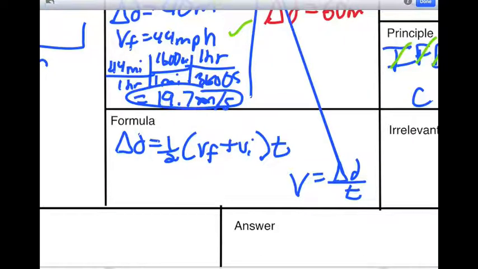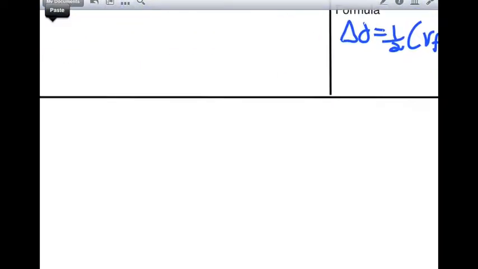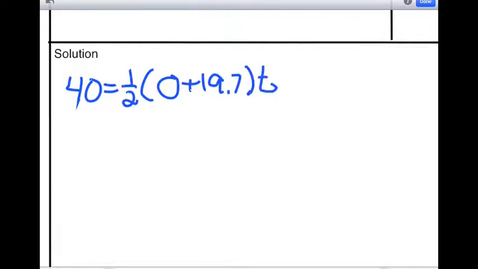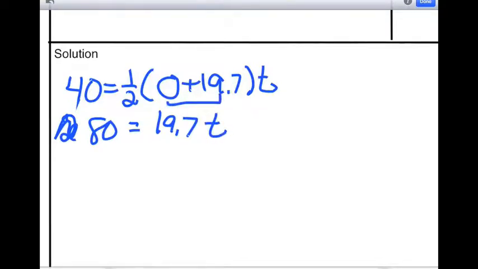So we're going to start off once again with the accelerated motion. We're going to say, okay, 40 meters equals 1/2, the initial velocity was 0, the final velocity was 19.7, and we can solve for t. You can take 1/2 and multiply it by 19.7, or I like to multiply both sides by 2. You get 80 equals 19.7 t, because 0 plus 19.7 is 19.7, and then you have t.